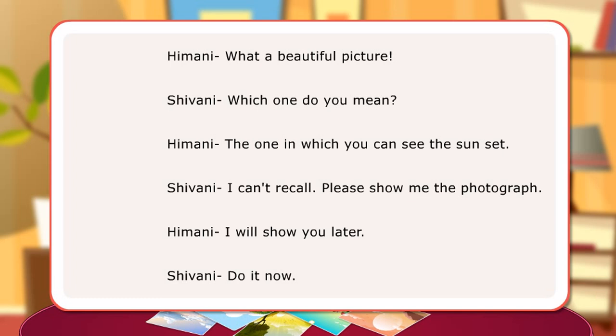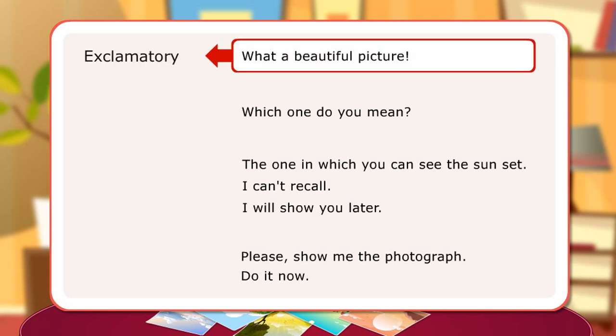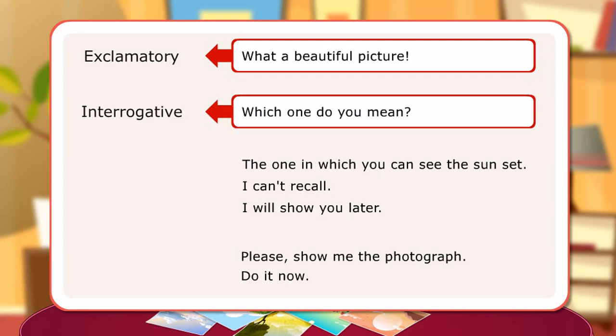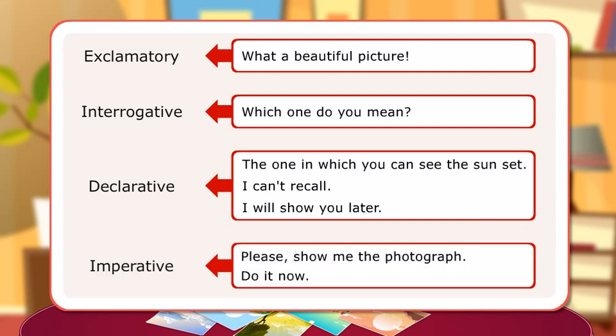The following sentences are examples of different kinds of sentences. Exclamatory, what a beautiful picture. Interrogative, which one do you mean? Declarative, the one in which you can see the sunset. I can't recall. I will show you later. Imperative. Please show me the photograph. Do it now.